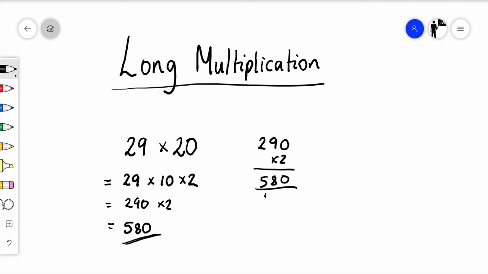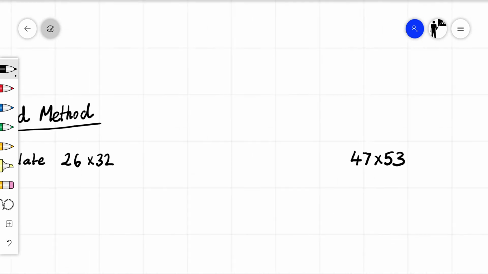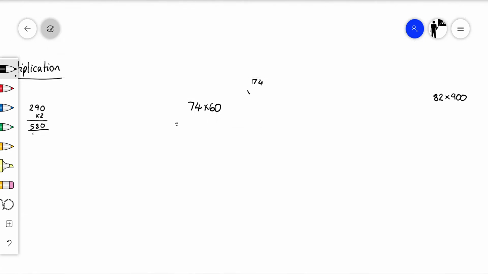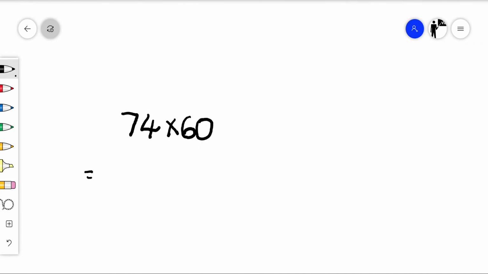Okay, example 2. 74 multiplied by 60. Okay, so we cannot just set it up like this, 74 multiplied by 60, because if you do this method it will fall apart. So what we can do is look at each of these numbers and think, can I split one of them up into something that's easy, i.e. 10, 100, 1000? Well, I can't really split 74 up, but I can split 60 up, because 60 is the same as 10 times 6.